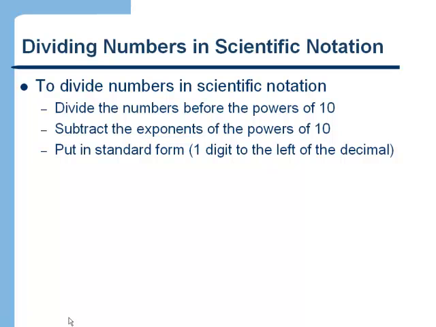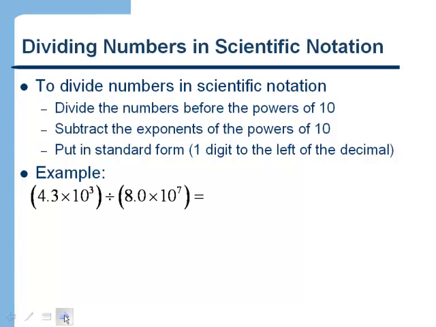Let's take a look at the rule for dividing. For dividing numbers, again, it's very similar. I divide the numbers before the powers of 10, I subtract the exponents, and then again, I put it in standard form if I don't happen to end up there. So let's take a look at an example.